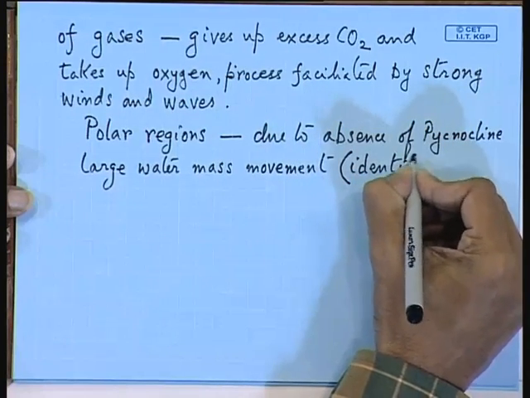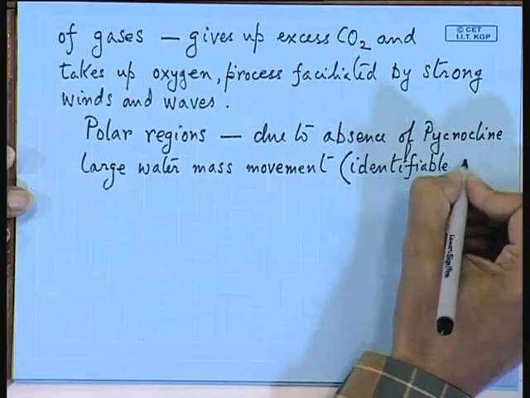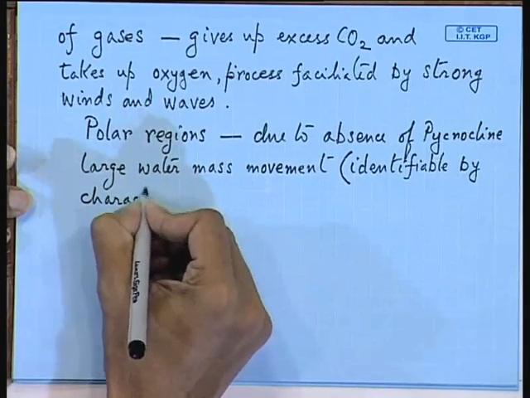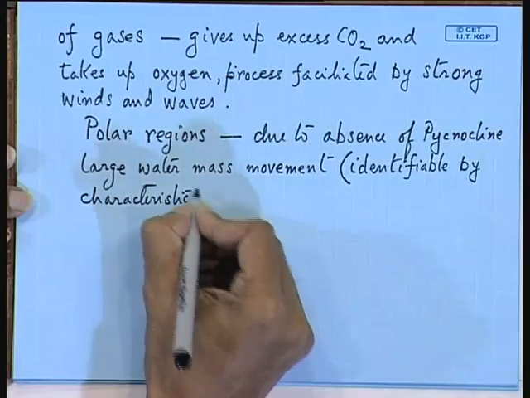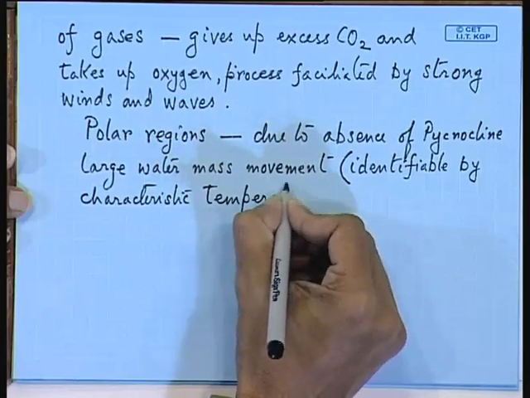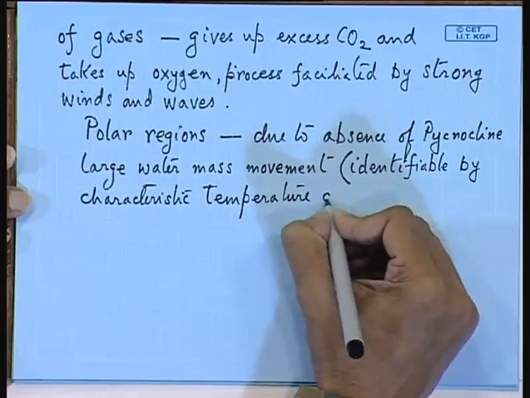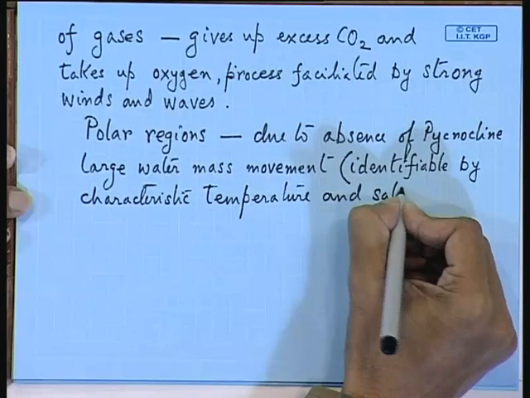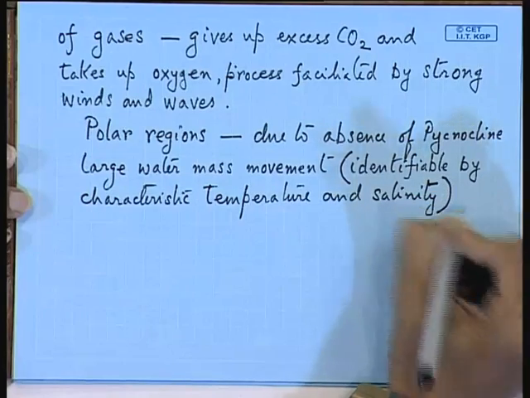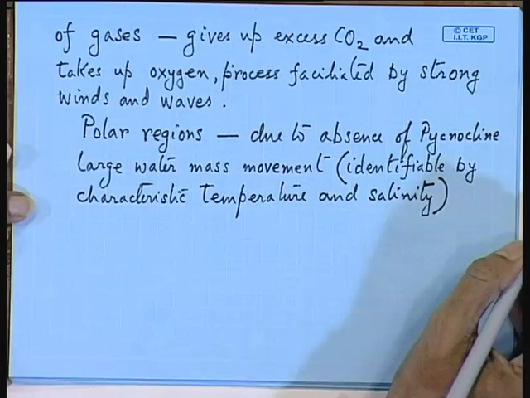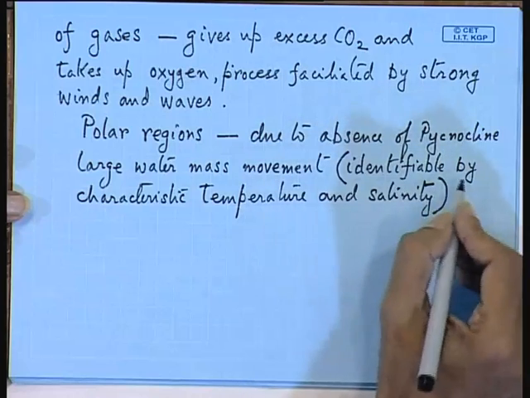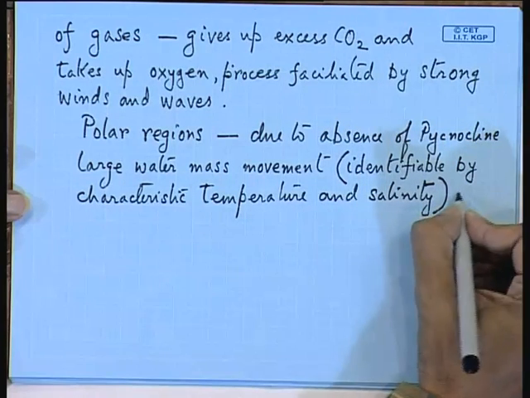So, large water mass movements, and these are identifiable by characteristic temperature and salinity. So, you have removed the barrier. So, now what you get is a global ocean current circulation taking place at the Arctic and Antarctic. So, large water mass movements identify characteristic temperatures and move through ocean basins.